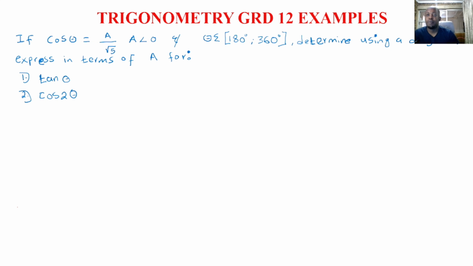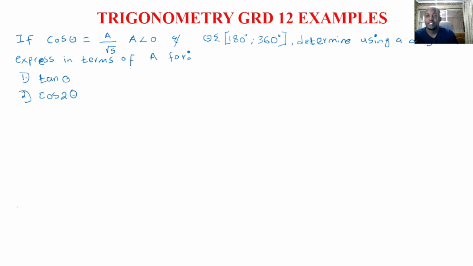I am Gaston Mapala. Today, let's have a look at trigonometry grade 12 examples where we have to use a diagram to find the terms. This is part of the special angles and double angles. In this case, we use a diagram to solve for the other cosines in trigonometry.